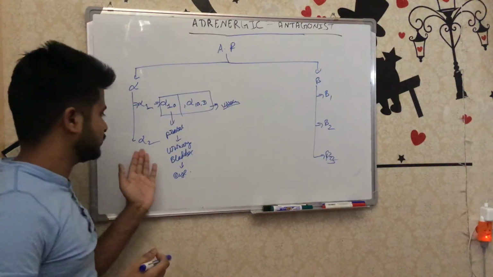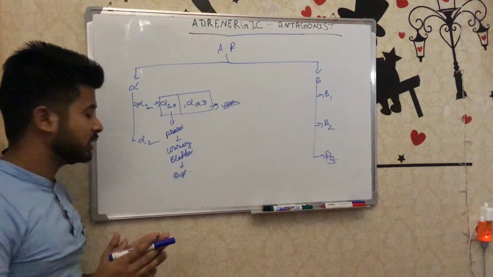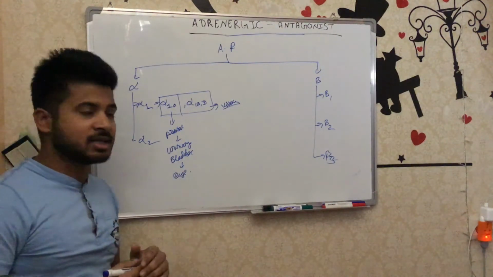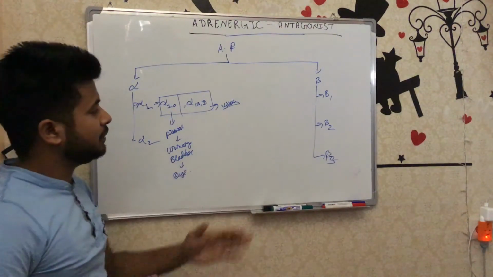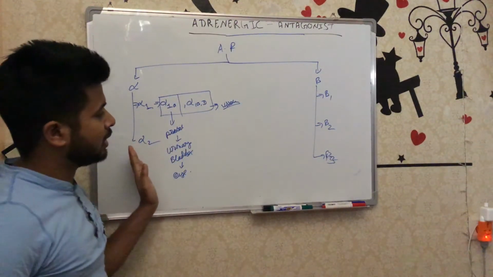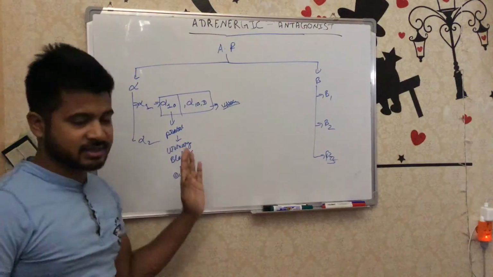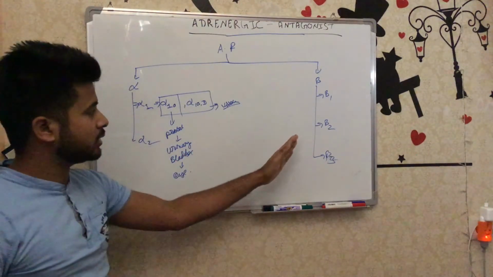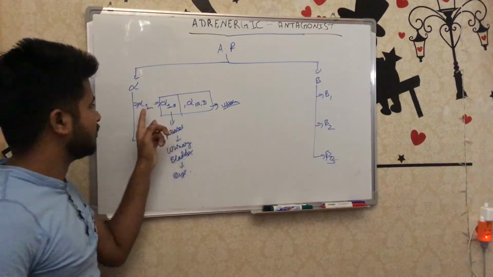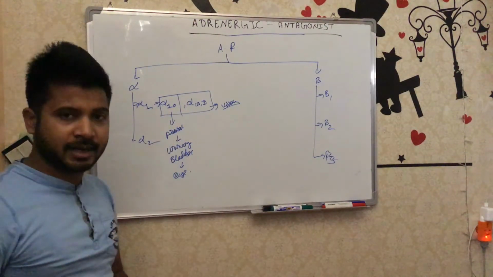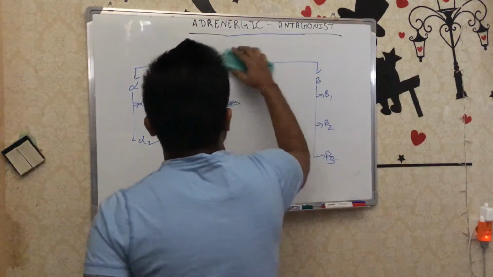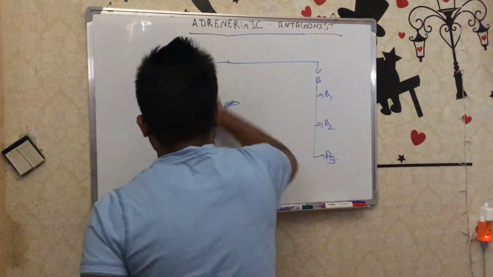Alpha 2, as we know, is the inhibitory receptor, with localization in the presynaptic region, platelets and the pancreas. Beta 1 is in the heart and kidney. Beta 2 is for the relaxation case, the inhibition case, found all over the body except the presynaptic region, platelets and pancreas. Alpha 1 is for stimulation, and beta 3 is in adipose tissue. So this is the brief discussion about the receptors.